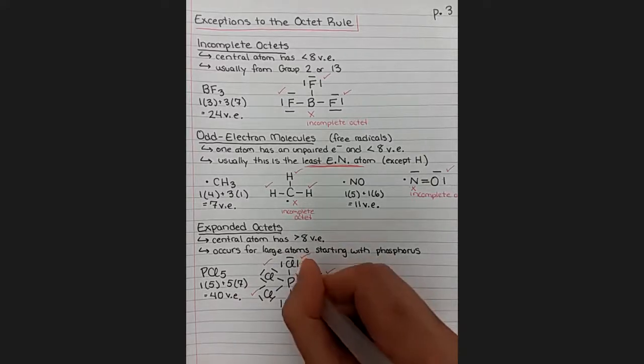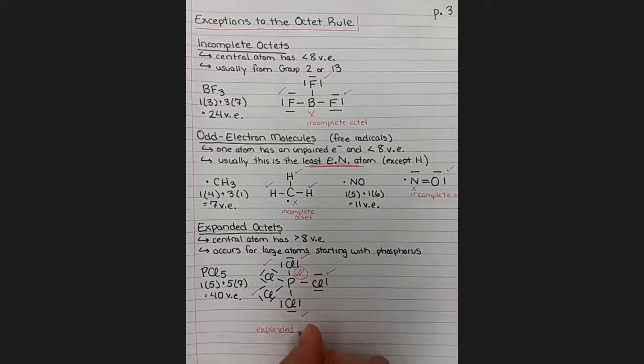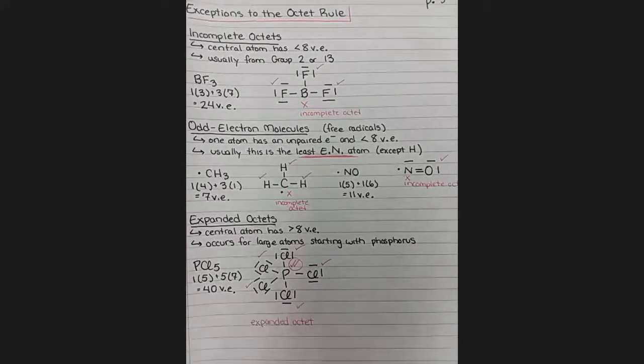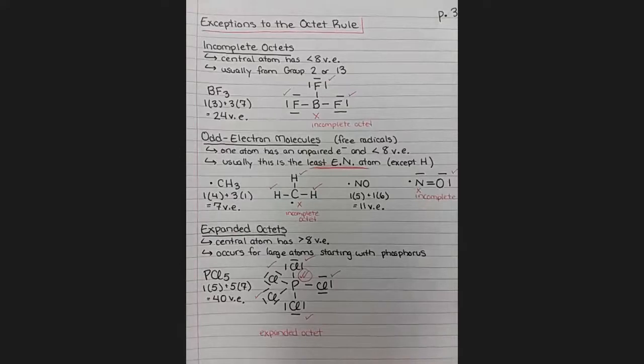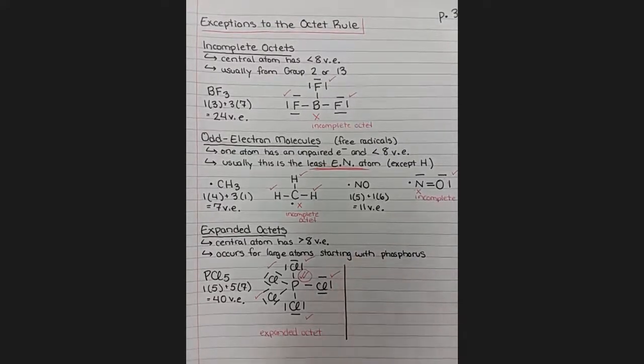So I guess we can just make a double check. I don't really have a symbol for expanded octet. So the phosphorus expanded its octet and it put those extra electrons somewhere else to be able to bond to all 5 of those chlorines. And we only say this is true because we have experimental evidence showing that it is so.